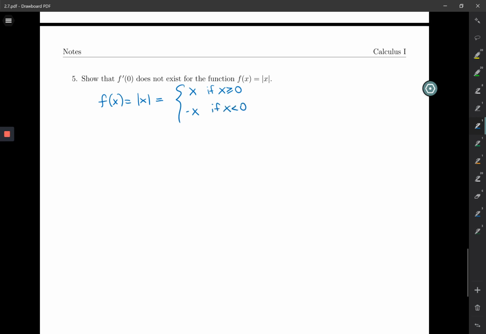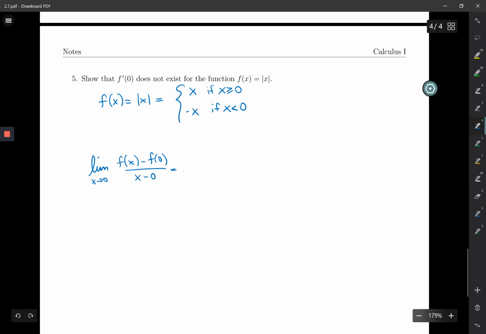And then, so what we want to compute, if we want to find the derivative at 0, that would be the limit as x goes to 0 of f of x minus f of 0 over x minus 0, right?